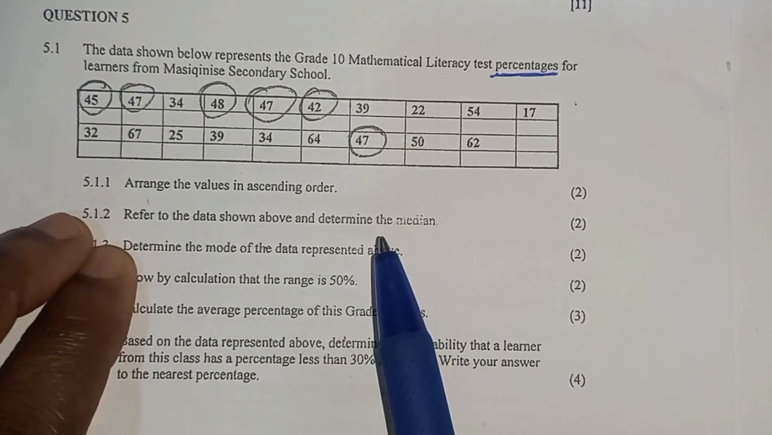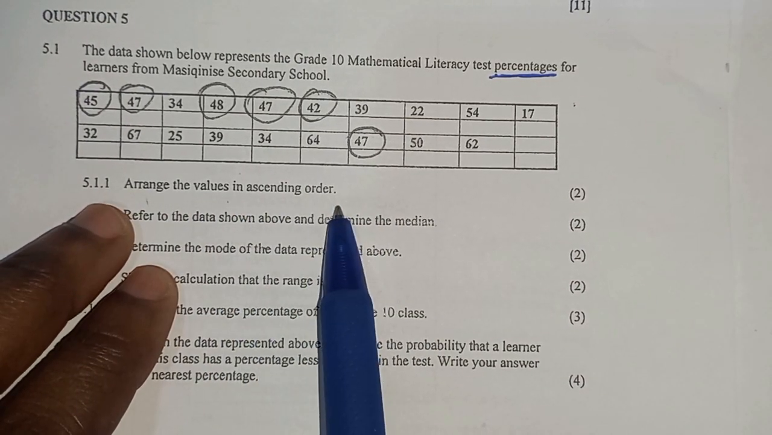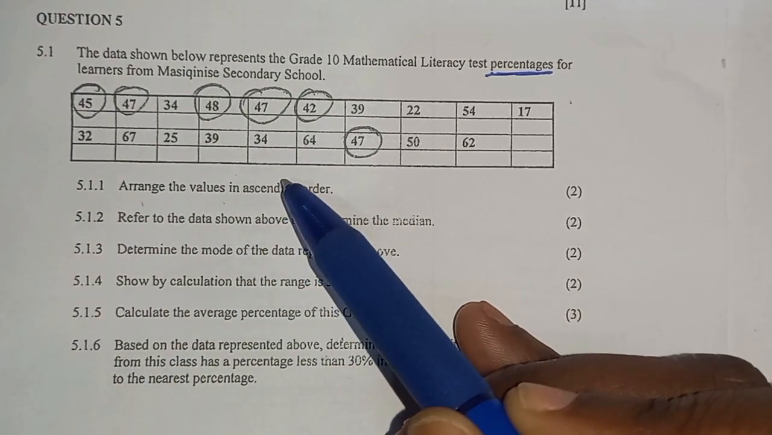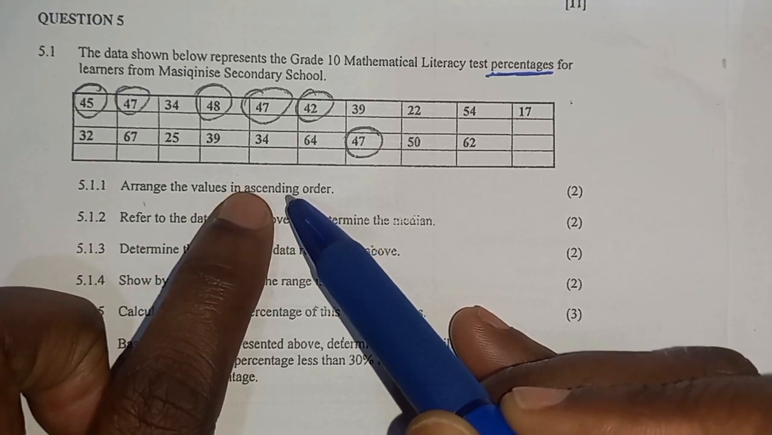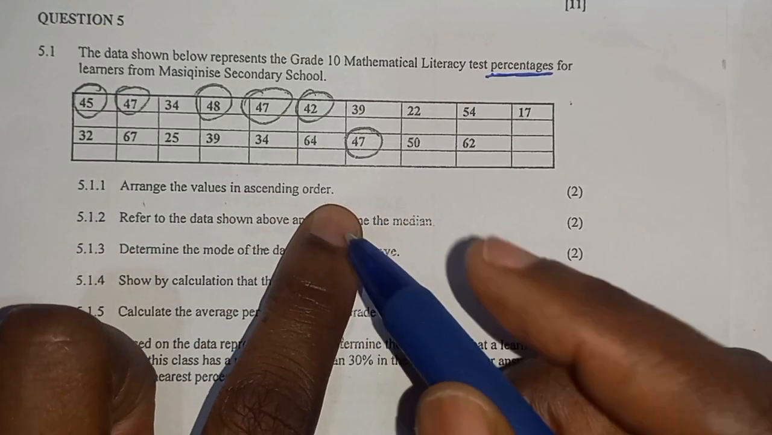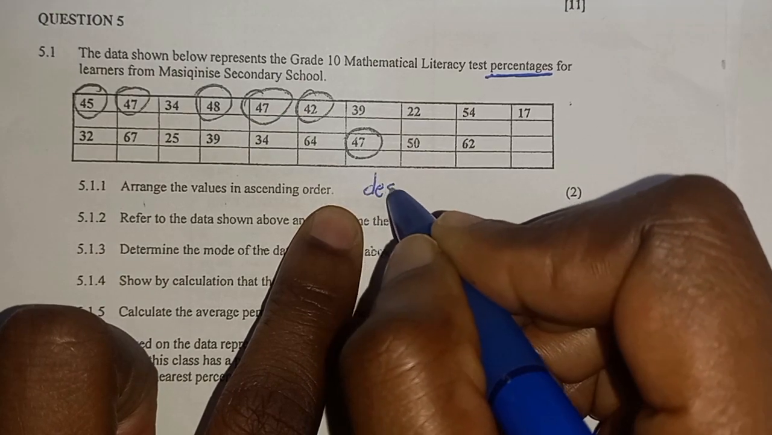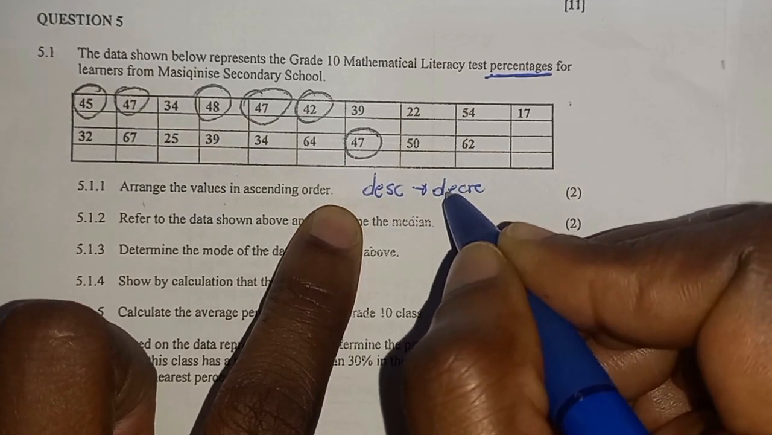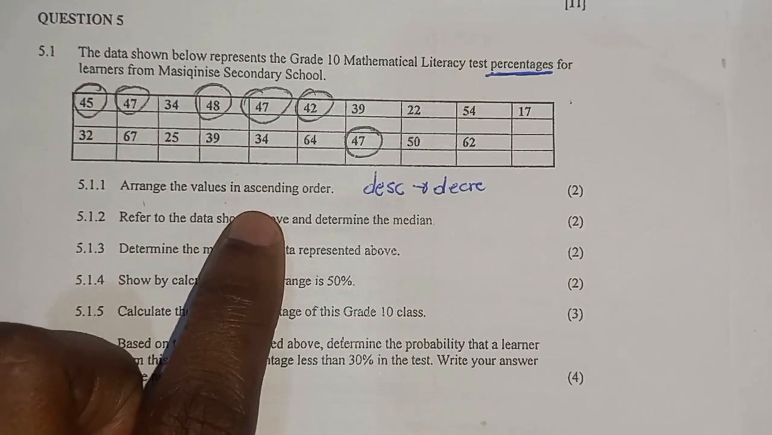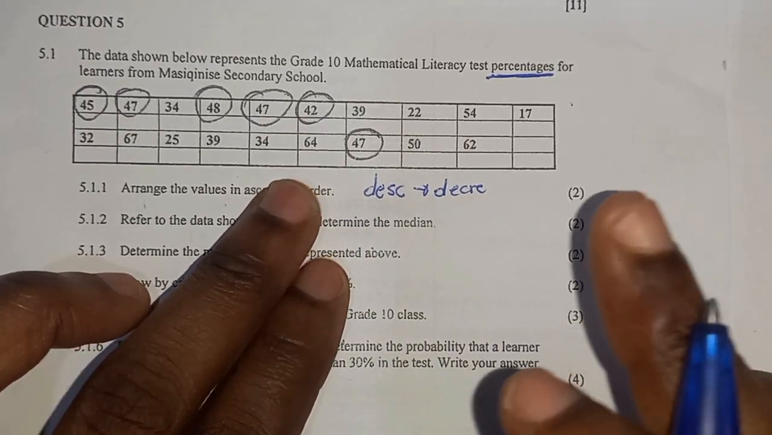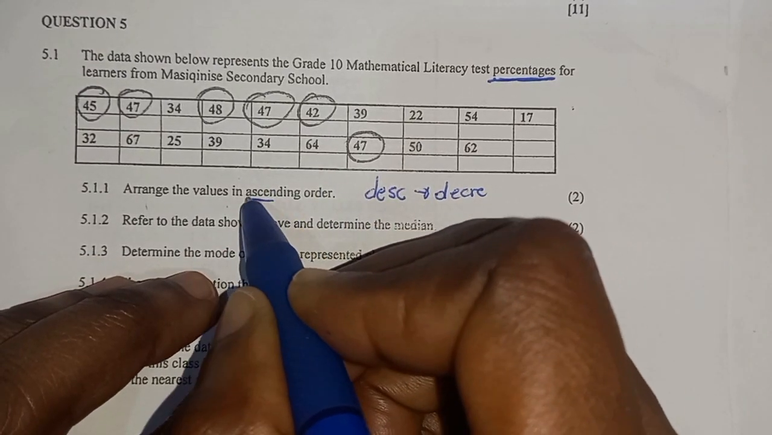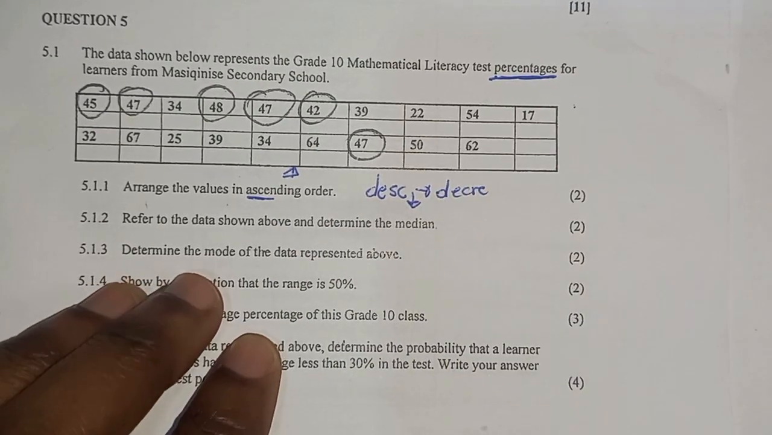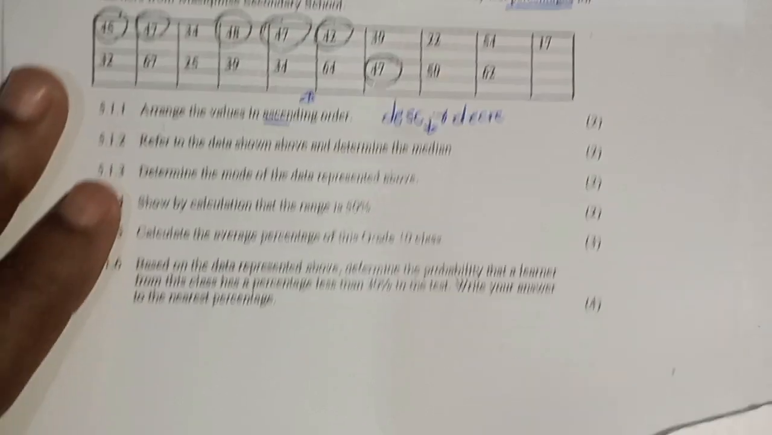Okay, so 5.1.1. Arrange the values in ascending order. So we have to arrange from smallest to highest. So how do you know which one is ascending order? I memorized it by saying descending is decrease, and ascending means increase. So we're starting from small and we are increasing, going up. And descending is decrease, going from up, going down. Okay. So how do we do that?